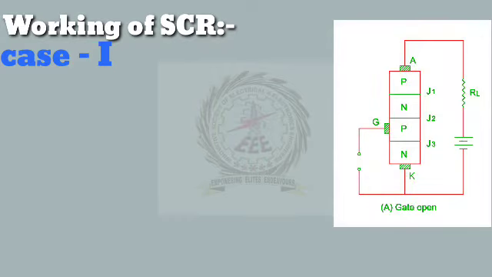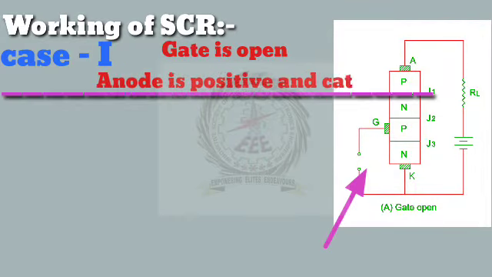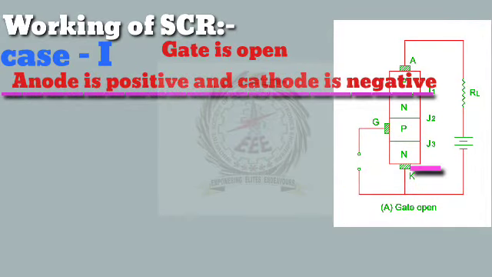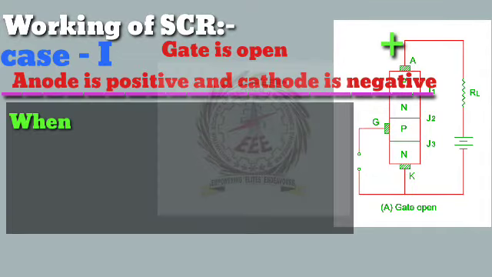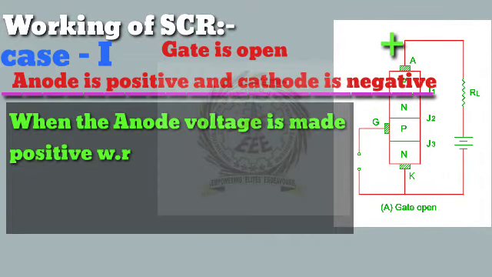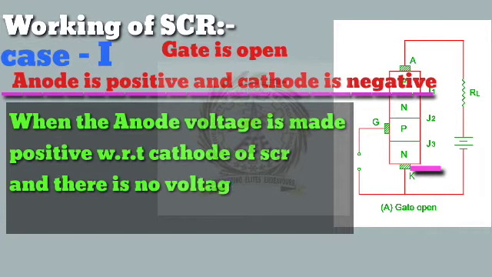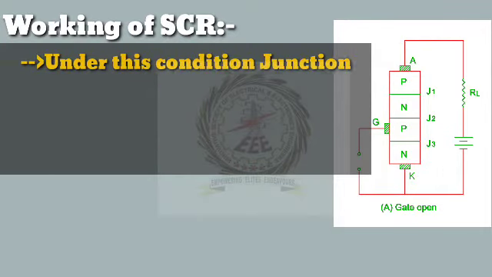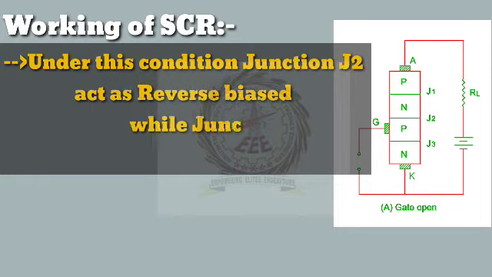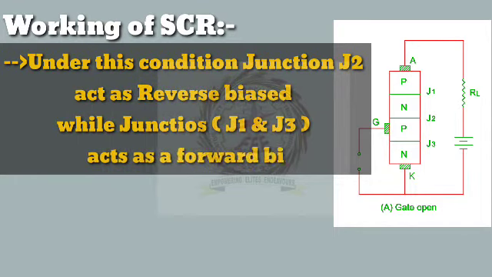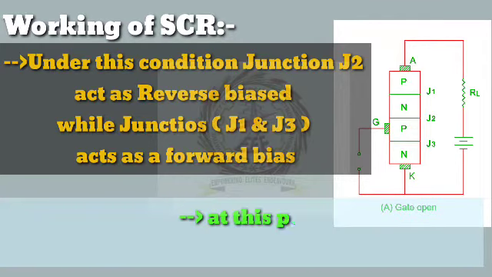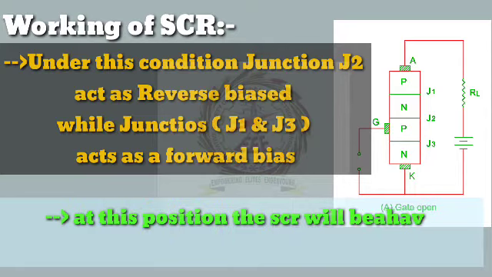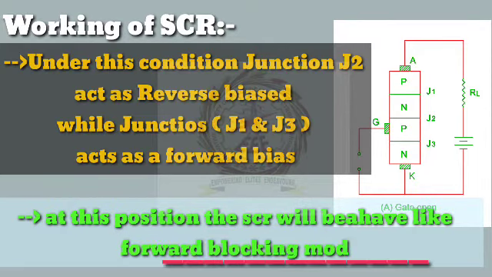In case 1, gate is open, anode is positive and cathode is negative. When the anode voltage is made positive with respect to cathode of SCR and no voltage is applied at the gate terminal, under this condition junction J2 acts as reverse biased while junctions J1 and J3 act as forward biased. At this position, the SCR will behave like forward blocking mode.